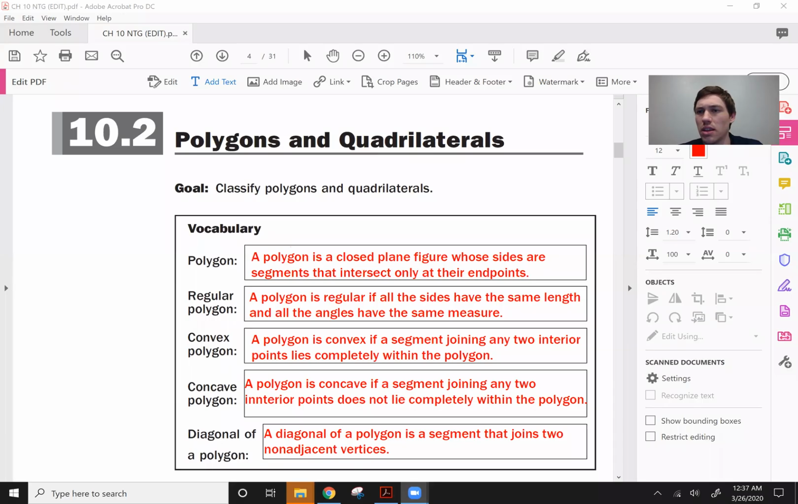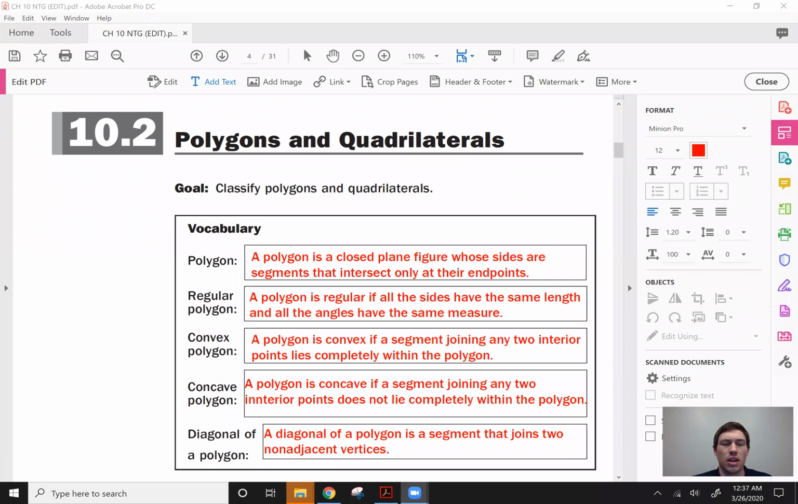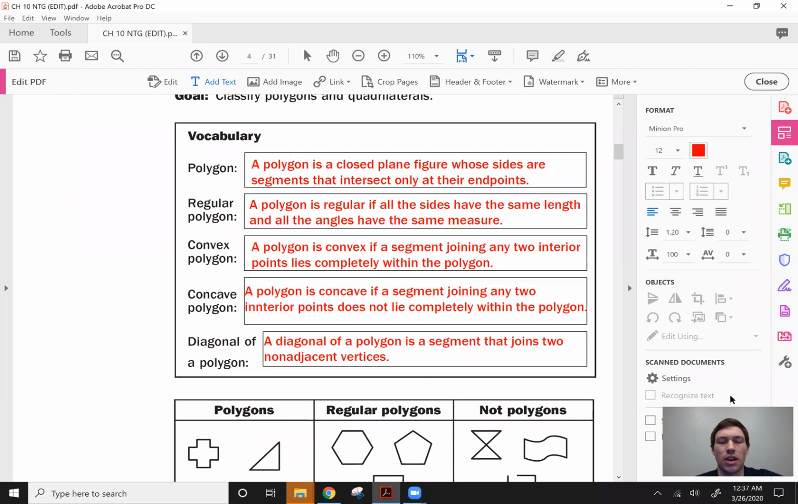Today is going to be over 10.2, polygons and quadrilaterals. Earlier we talked about triangles and all their traits and everything else. And now we're going on to figures with more than three sides, essentially. So I already have it all written out here. You can pause the video and copy that down. But essentially, I'll just go through it.